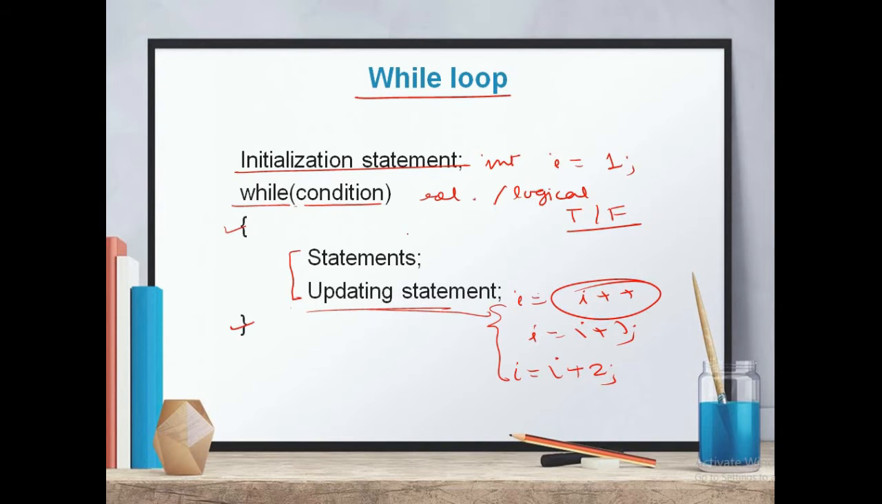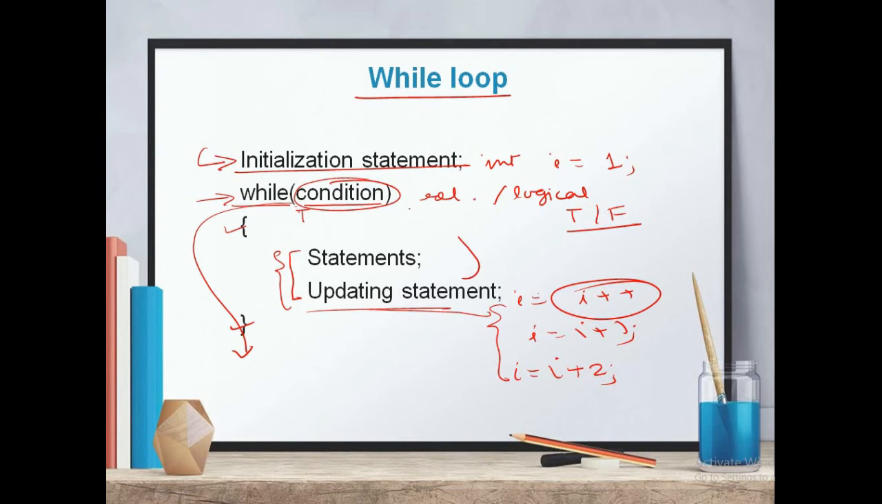Now we will see the working of while loop. First of all, the initialization statement will be executed. Then the condition will be checked or evaluated. If the condition is false, none of the statements will be executed and the control will be transferred outside the loop. But if the condition is true, all these statements will be executed one by one.